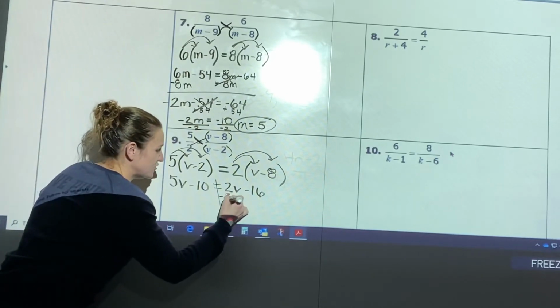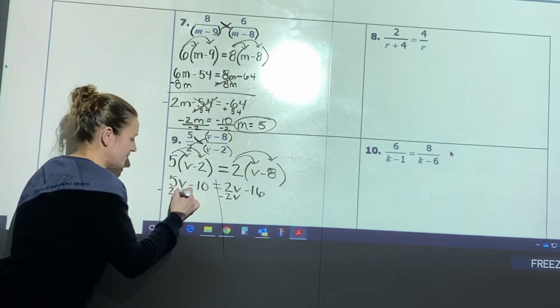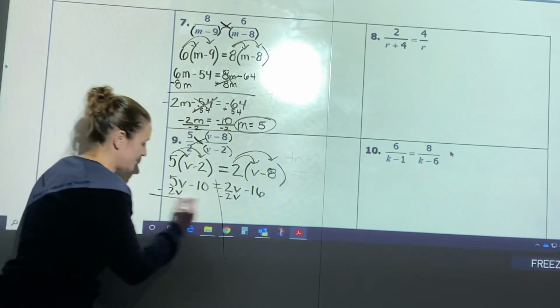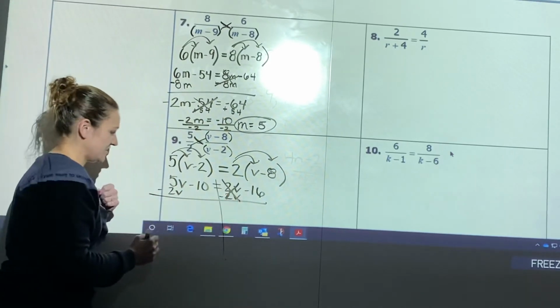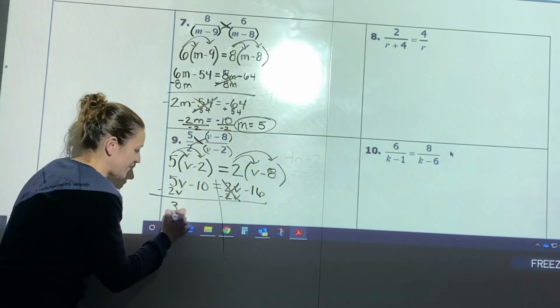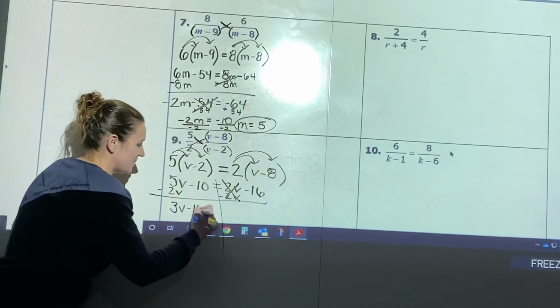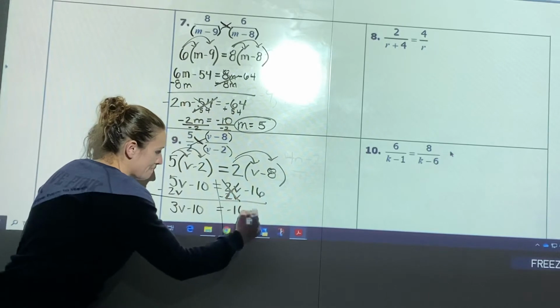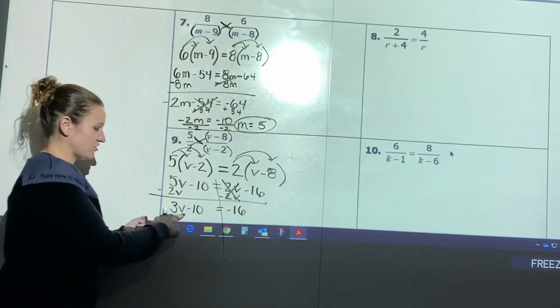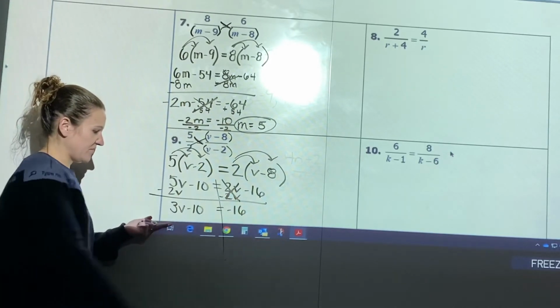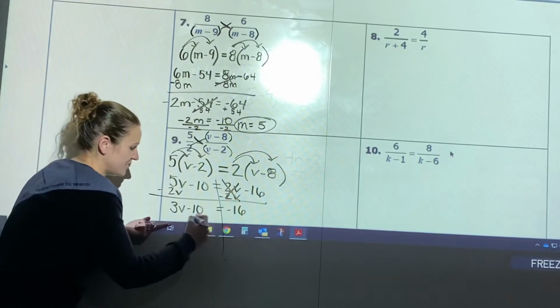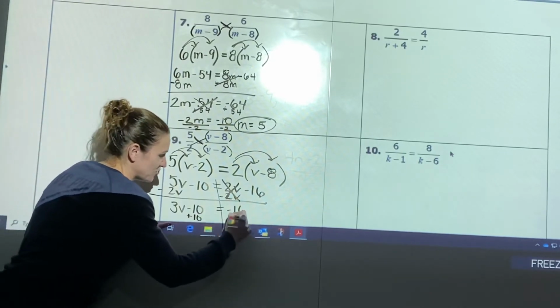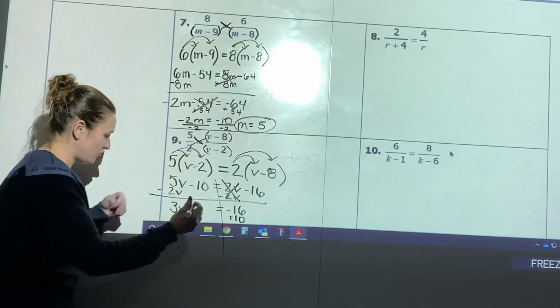All right, let's move our variables first. I see I have a 2v here, so I'm going to move it to the left by subtracting it. I'll get rid of this. 5 minus 2 gives me 3v. I'm going to bring down everything else. So as I'm looking at this, I'm always trying to get my variable by itself. I see I have this constant term. I'm going to get rid of it by adding 10 on both sides.